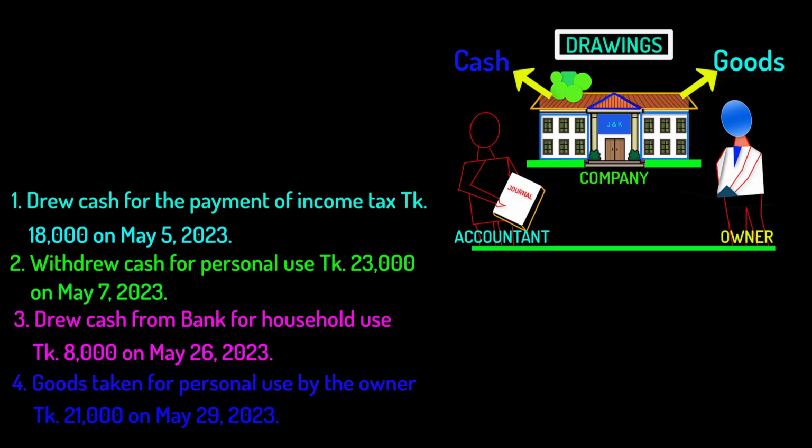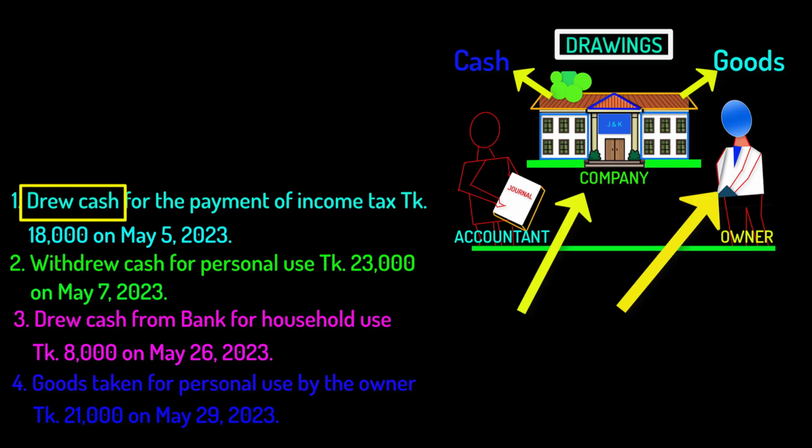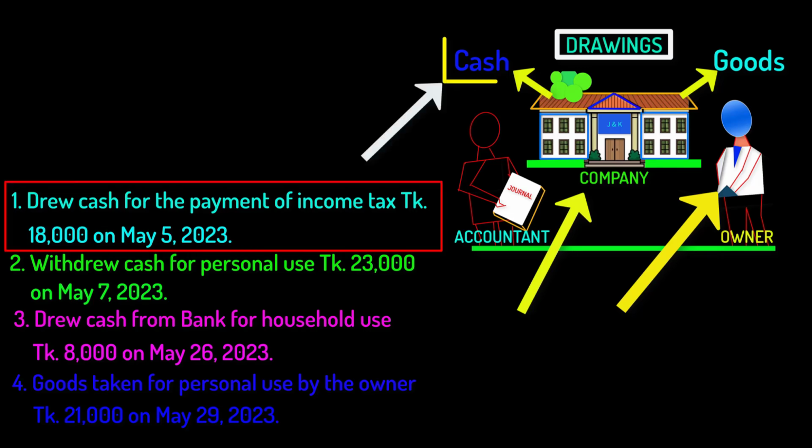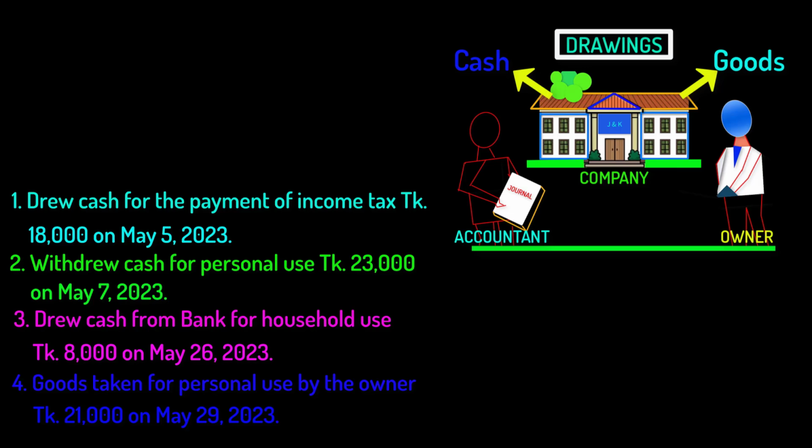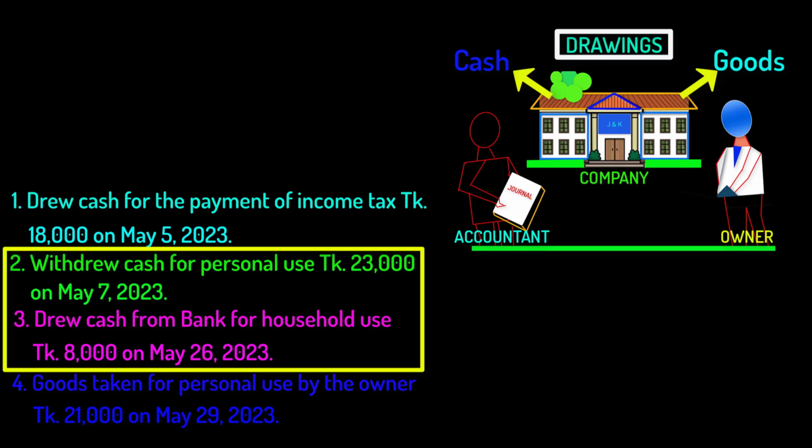I want you to focus on this first transaction now. Drew cash for the payment of income tax Taka 18,000. As the owner drew cash from his company, therefore we can say that this transaction is related to these cash drawings. Similarly, for the same reason, we can say that these two transactions are also related to these cash drawings.